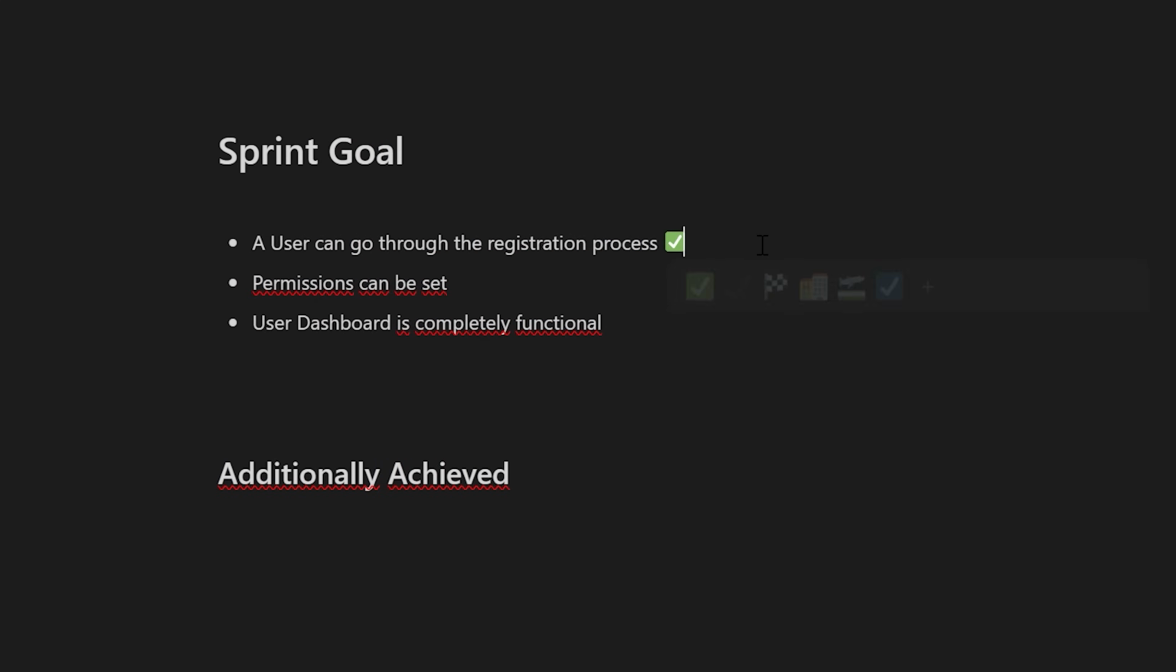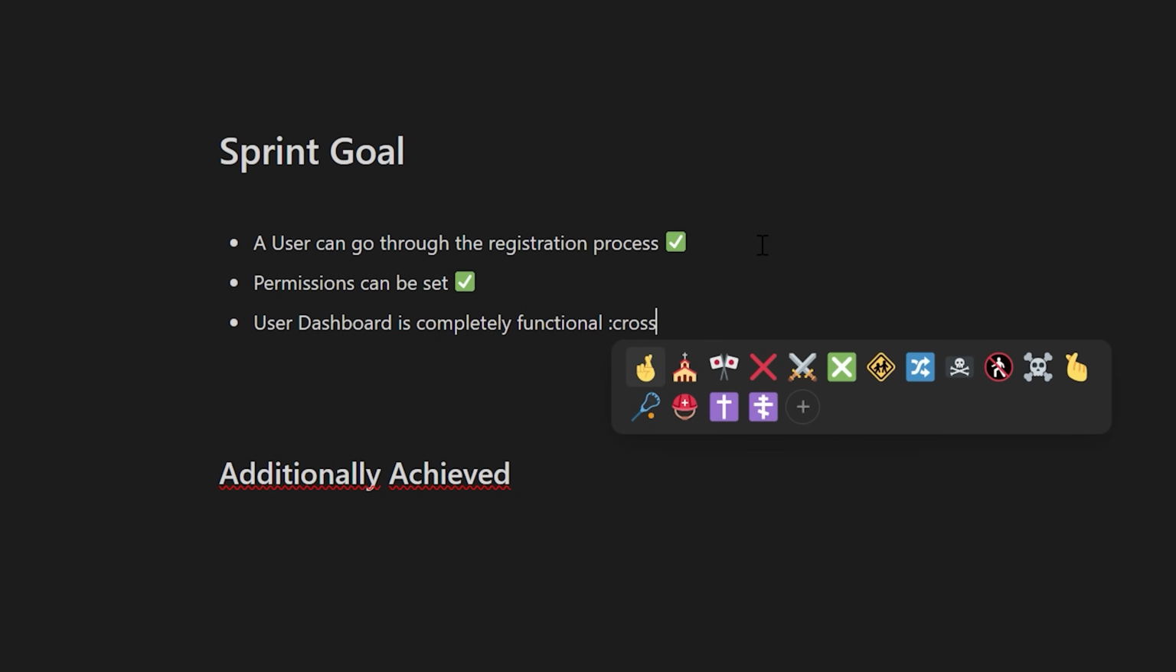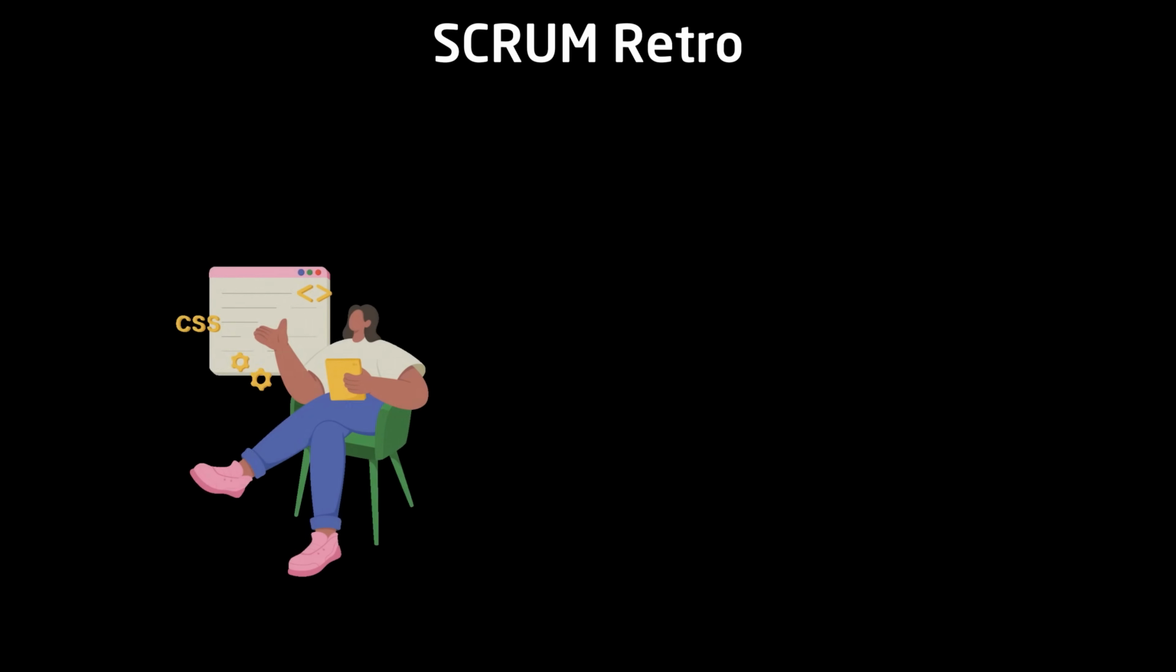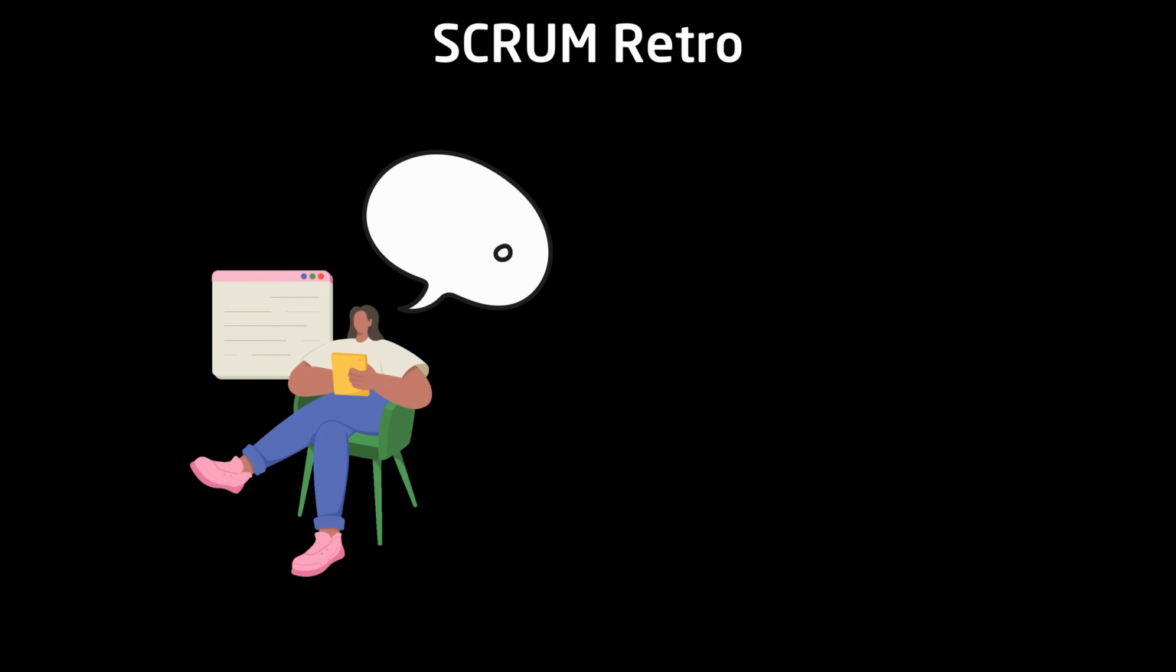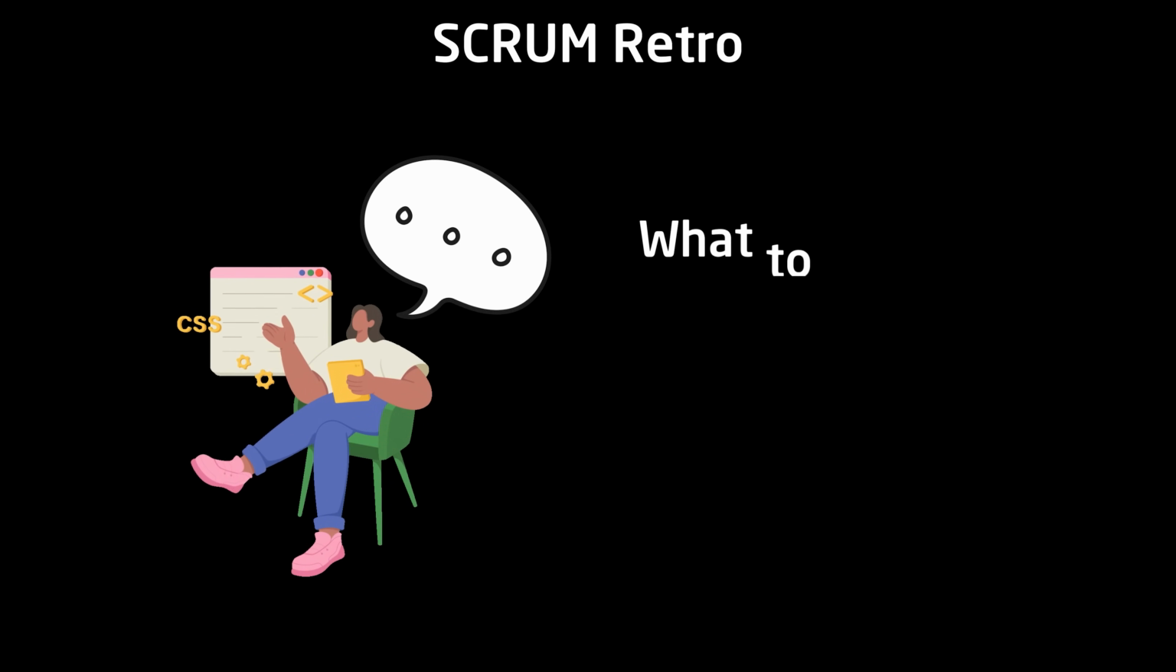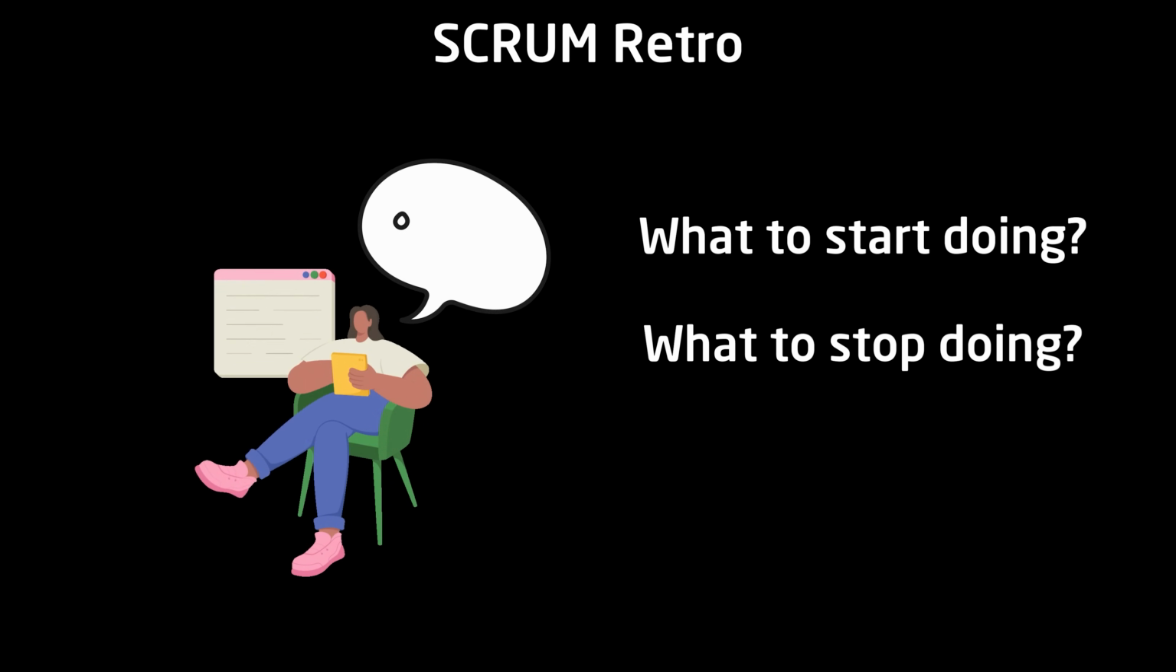We then check our previously set sprint goals and see if we've reached them or not, and if we've achieved anything additionally. After that, we continue with the Scrum Retro, which is used to let every developer express their opinion about the sprint and answer 3 questions. What to start doing, what to stop doing, and what to keep doing.